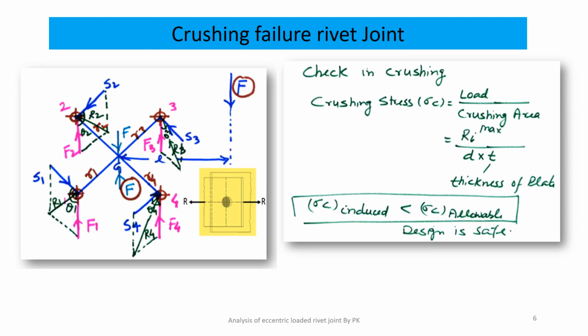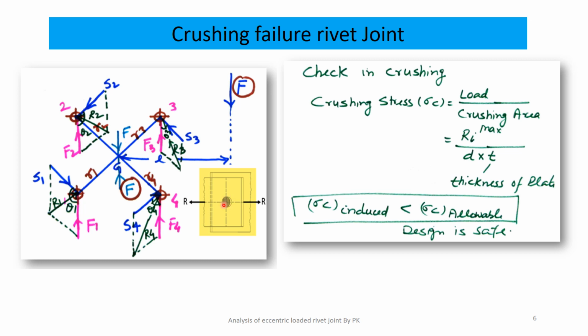The rivet can also fail in crushing failure mode. Here we see the individual rivets: first rivet, second rivet, third and fourth rivet. In the previous slide we saw how the rivets fail in shear. Now the rivet can also fail in crushing. When we apply the force on the bottom and the top plate, the force is equal to the resultant force. So this rivet will normally make the plate oval shaped.